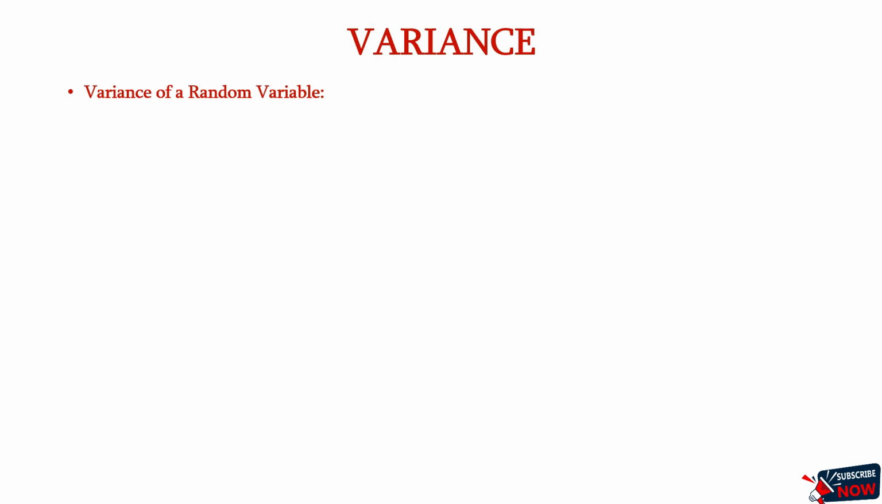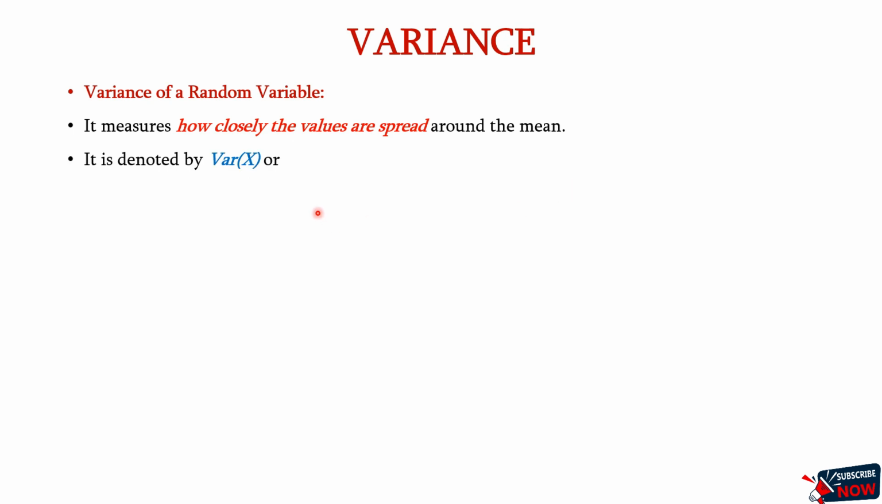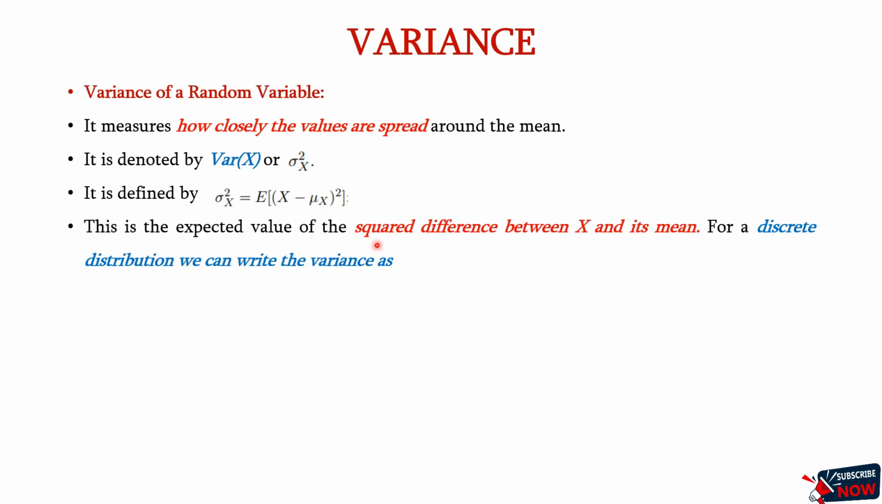Next let us see about variance. It measures how closely the values are spread around the mean. It is denoted by VAR of x or sigma square x. It is expressed as sigma square x is equal to E of (x minus mu x) whole square. This is the expected value of the squared difference between x and its mean.